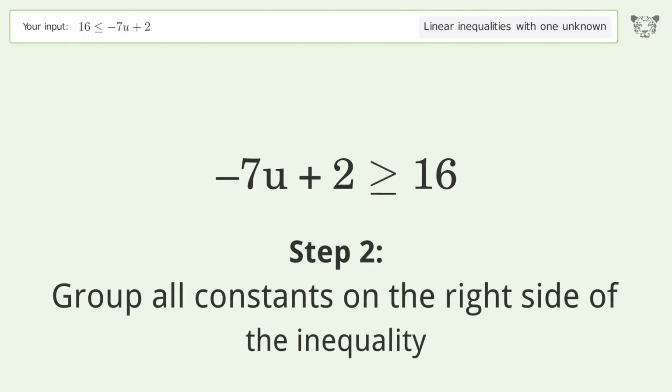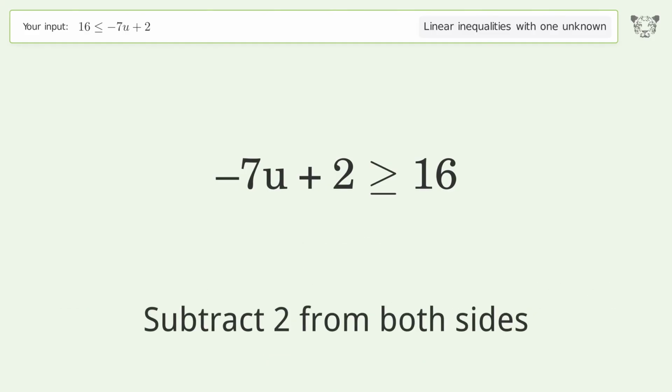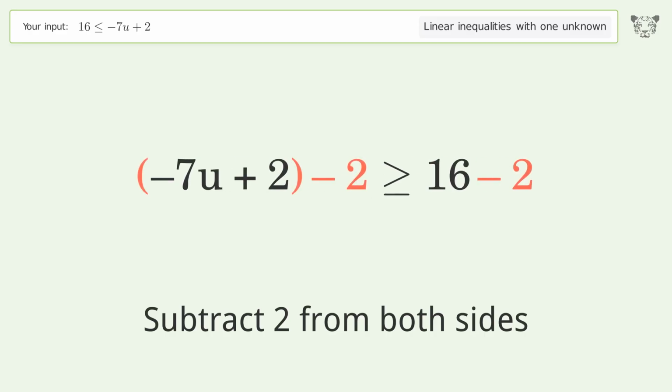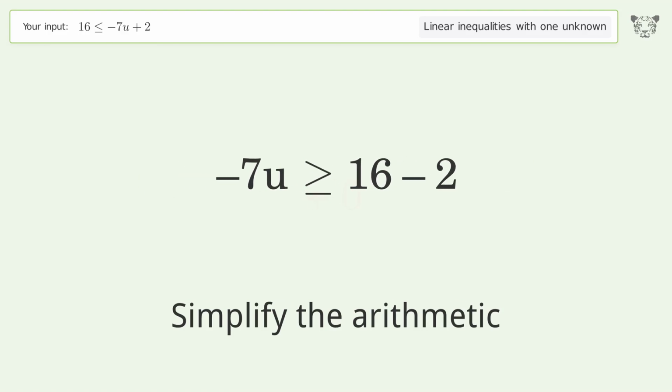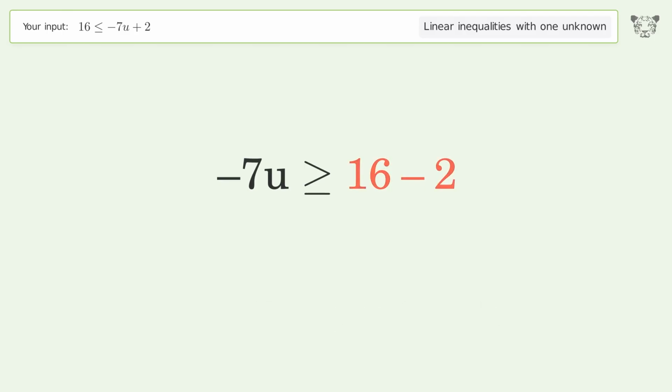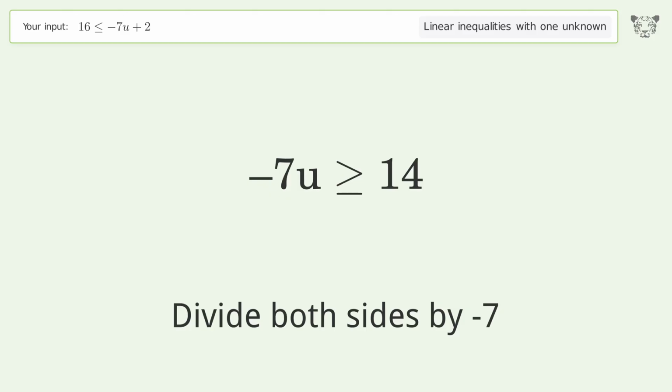Group all constants on the right side of the inequality. Subtract 2 from both sides. Simplify the arithmetic. Isolate the u. Divide both sides by -7.